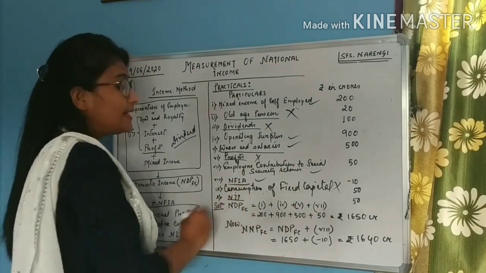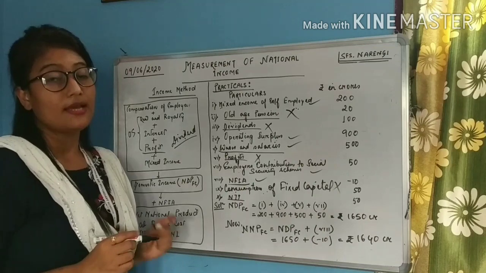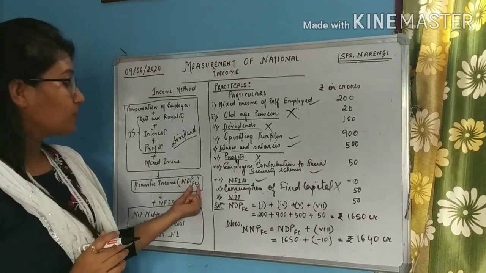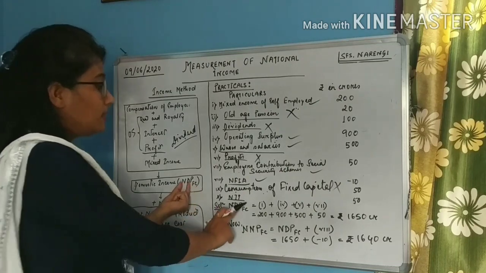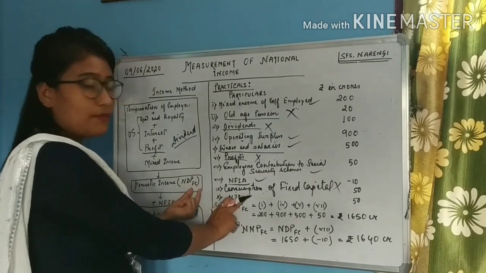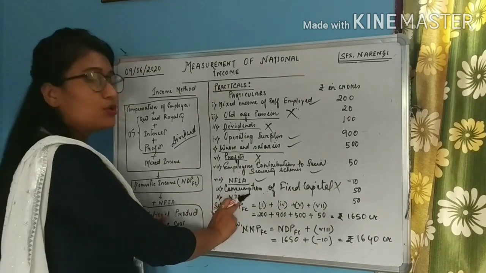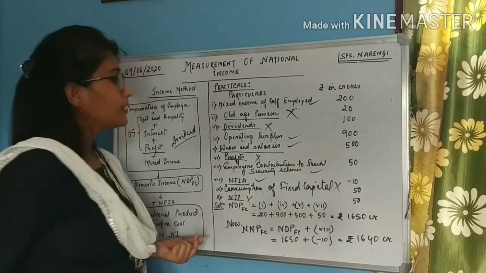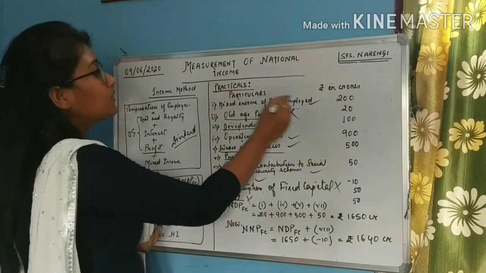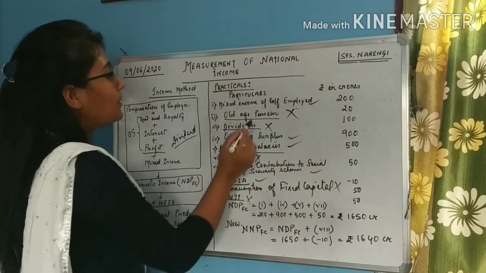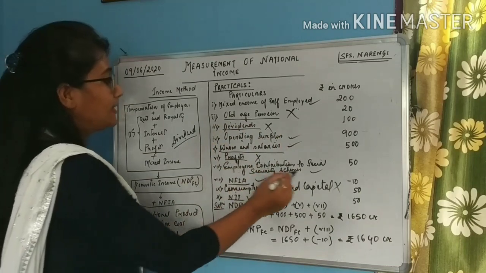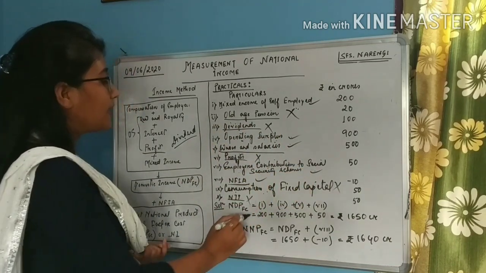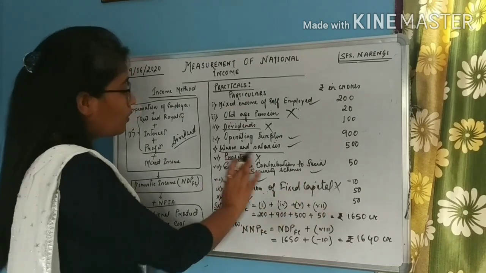And students, NIT, the net indirect taxes, will also not be included because it is a factor cost, and in factor cost there is no point deducting it again because factor cost already does not include NIT. So NIT will also not be taken into consideration. So we will only take into consideration mixed income, operating surplus, wages and salaries, employers' contribution to social security schemes, and NFIA. Okay, that's it.